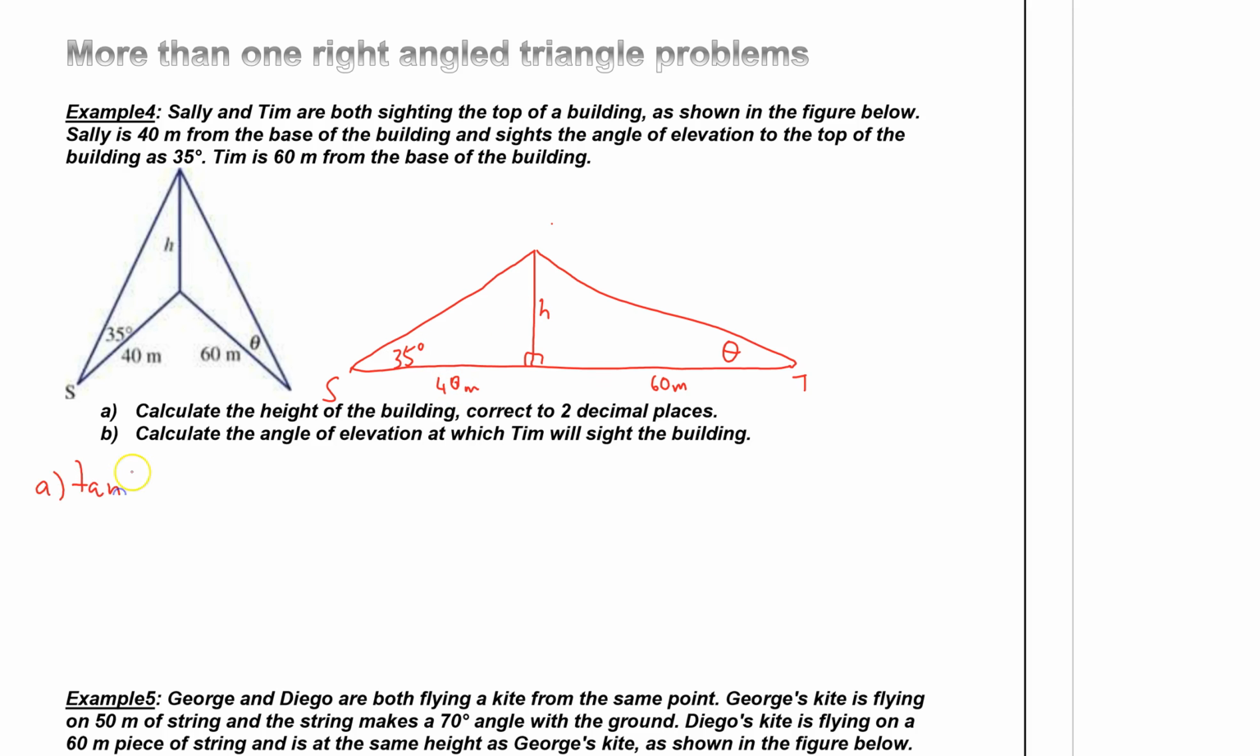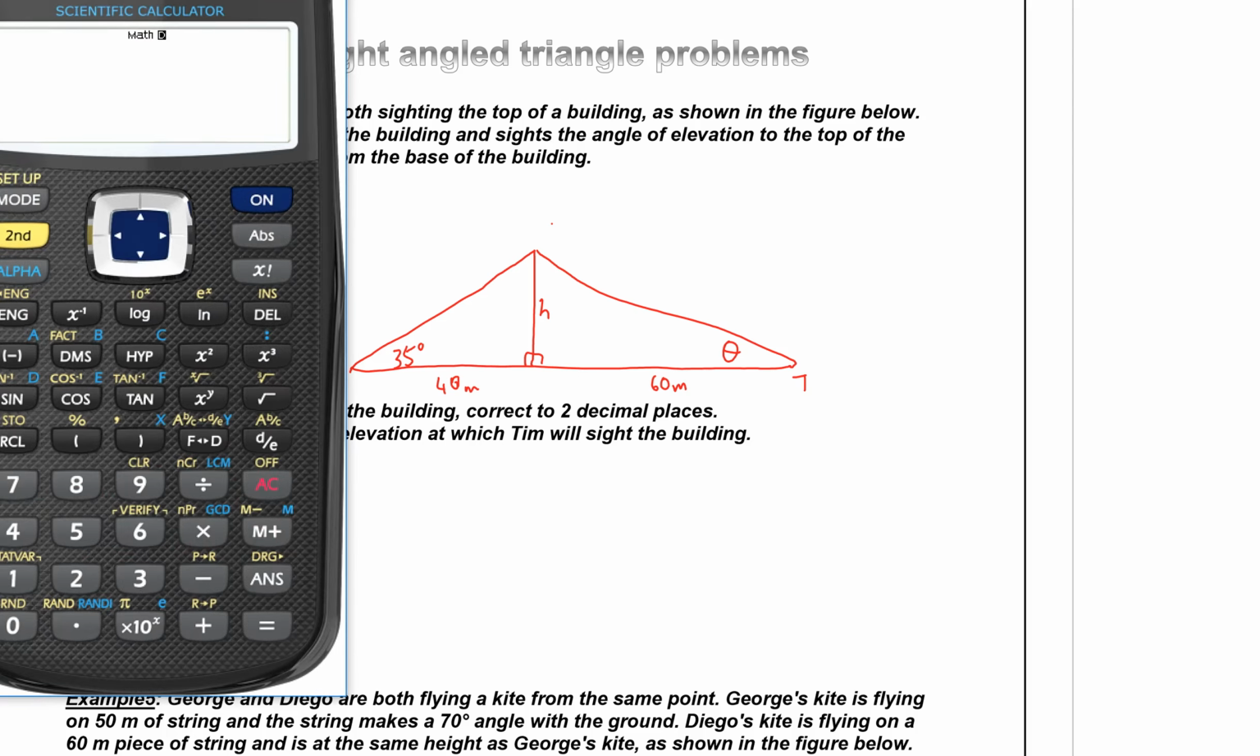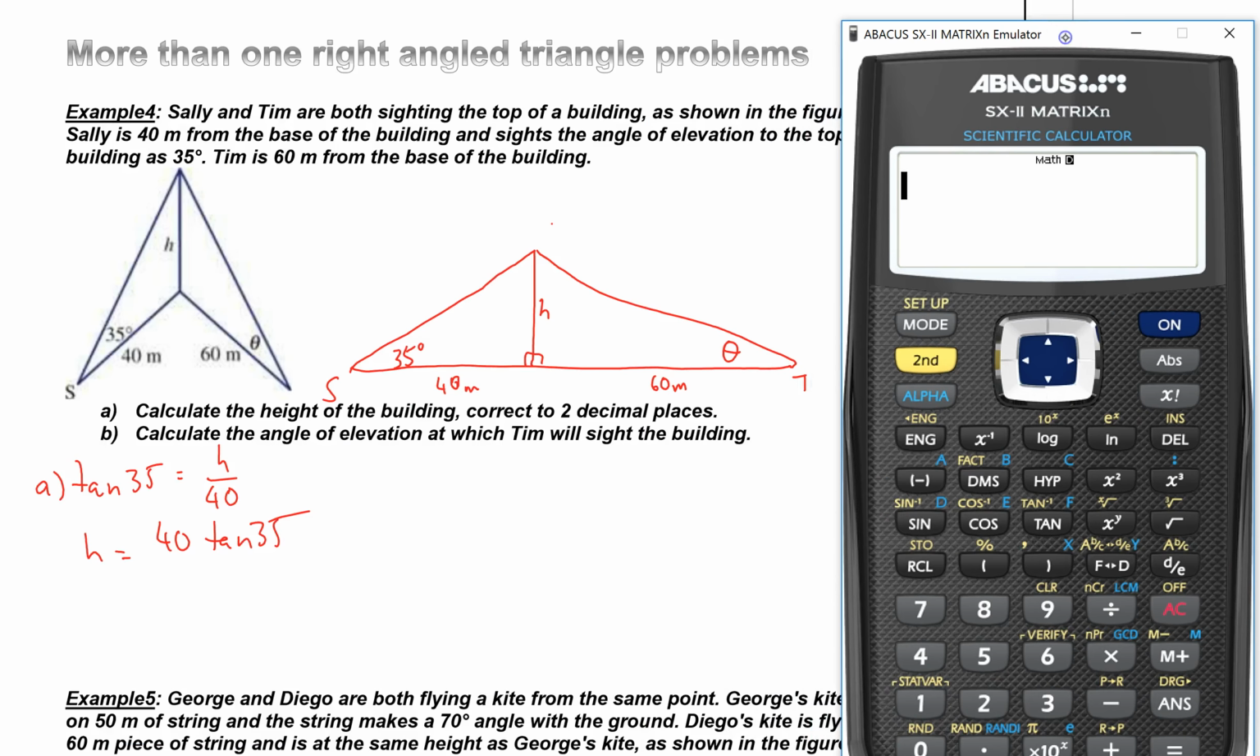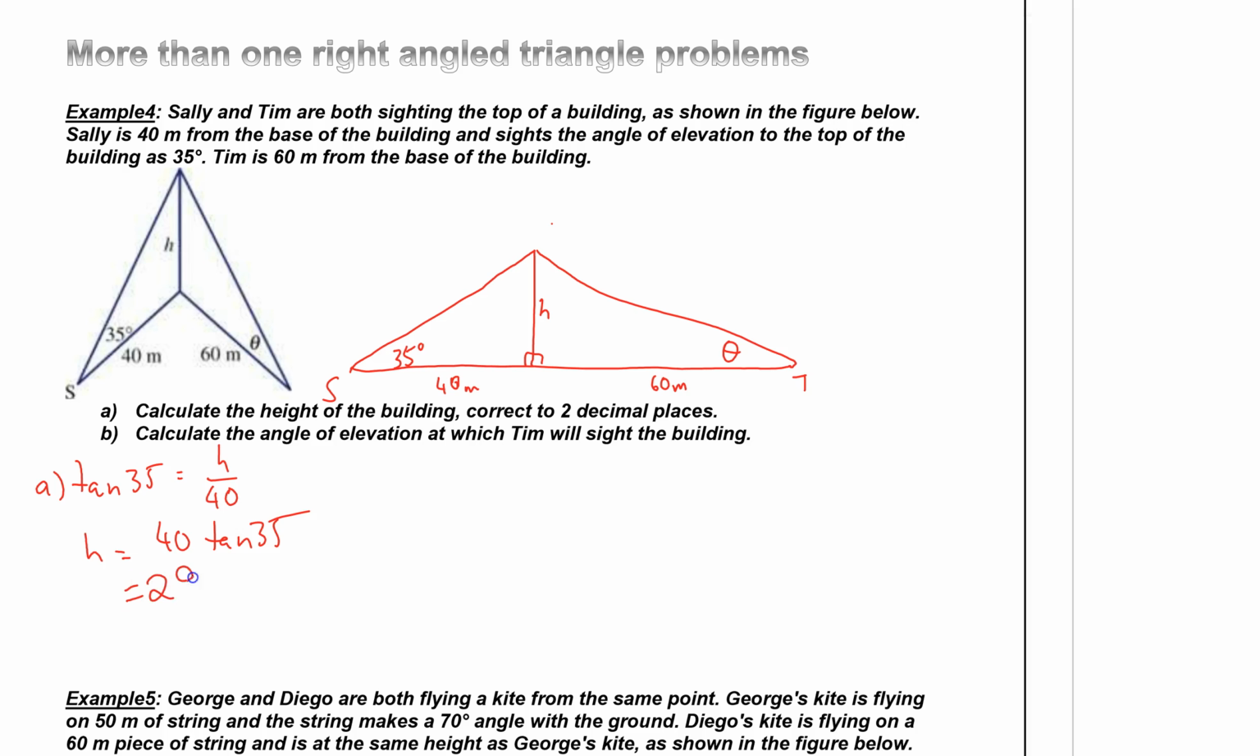Tan 35 equals H over 40. Therefore, H is 40 tan 35. The calculator tells us that 40 times the tan of 35 equals about 28 meters. Right, that looks pretty good to our diagram. It should be a bit less than our 40.